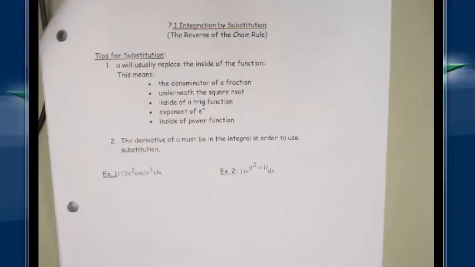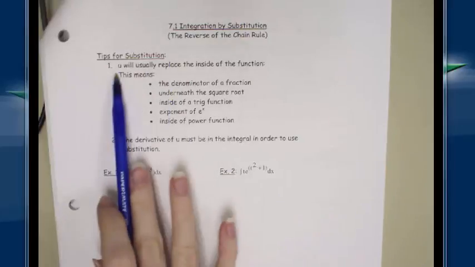Okie dokie peeps, it is 7-1, integration by substitution. This is pretty much the coolest day of your life, so you're welcome. When we go through this, you're going to pick a u. It is called u-substitution. Ask me why, I don't know.